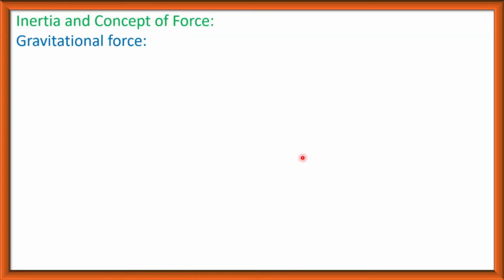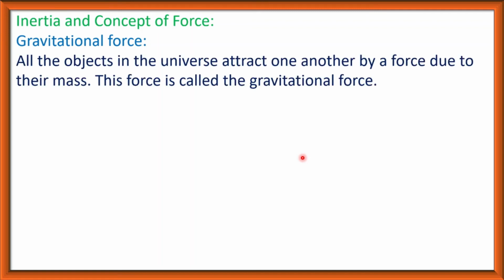Gravitational force. We know everything in this universe attracts each other with a force. This force is gravitational force, and it acts due to their masses. All the objects in the universe attract one another by a force due to their masses. This force is called the gravitational force. We know gravitational force depends on the masses of the objects and the distance between them.